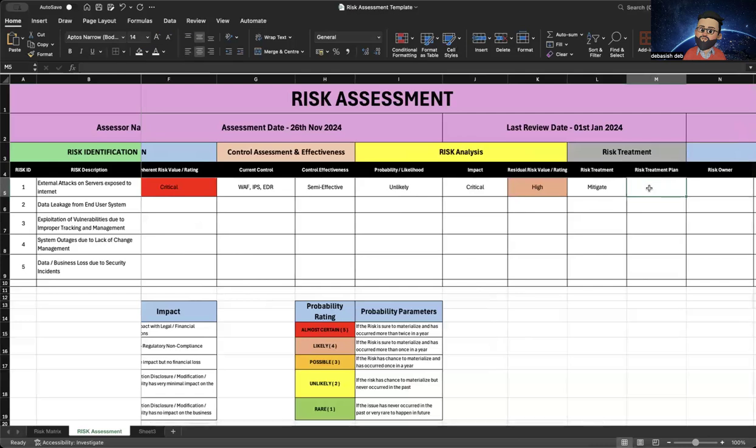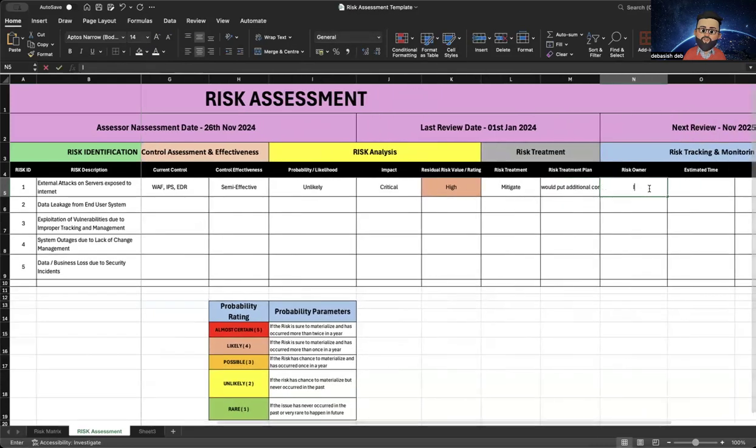Now we'll put the plan here, how to mitigate. We would put additional controls. And then the risk owner would be again our IT head or whoever is responsible for putting this additional control.